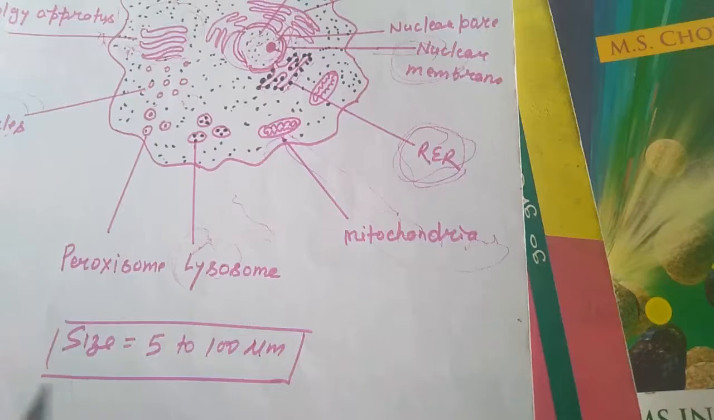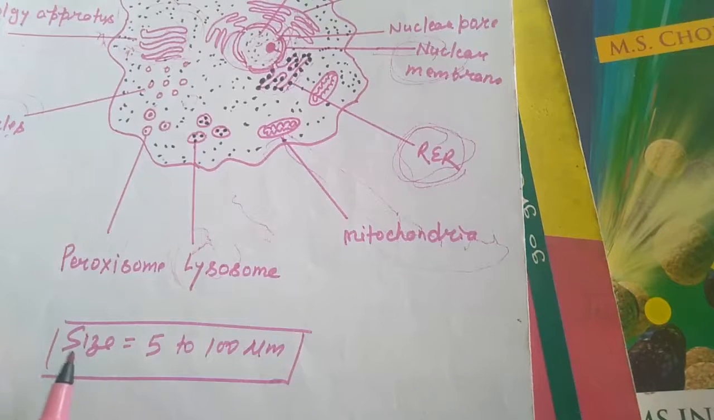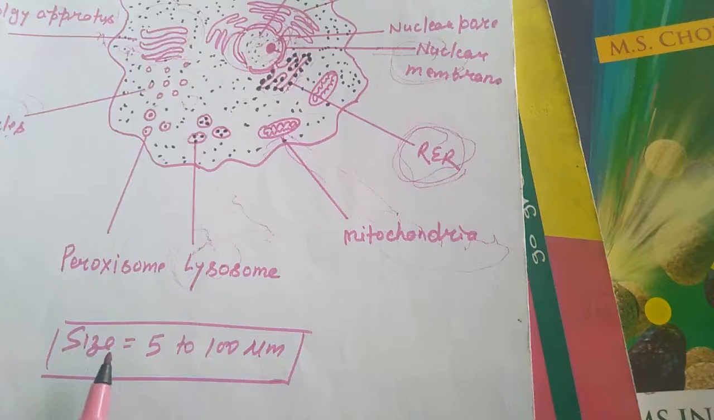One more point: in the case of the prokaryotic cell, we have seen the size is very small, 1 to 10 micrometer, while the size of the eukaryotic cell is larger than the prokaryotic cell. Actually, the size of the eukaryotic cell is 5 to 100 micrometer. So the eukaryotic cell is much larger than the prokaryotic cell.